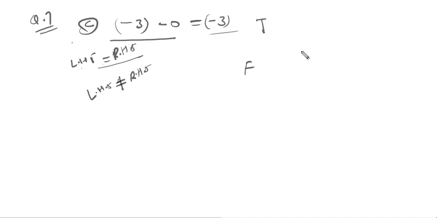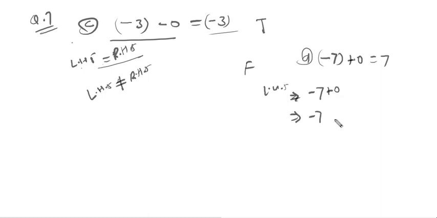Like this question number D. See question number D: -7 plus 0 equal to 7. So if you solve, let us take LHS, left hand side. -7 plus 0, so it will come -7. So it is not equal to RHS, because here our RHS is 7. So it is a false statement, right? And in question number 8 you have to just simplify, you have to multiply it.